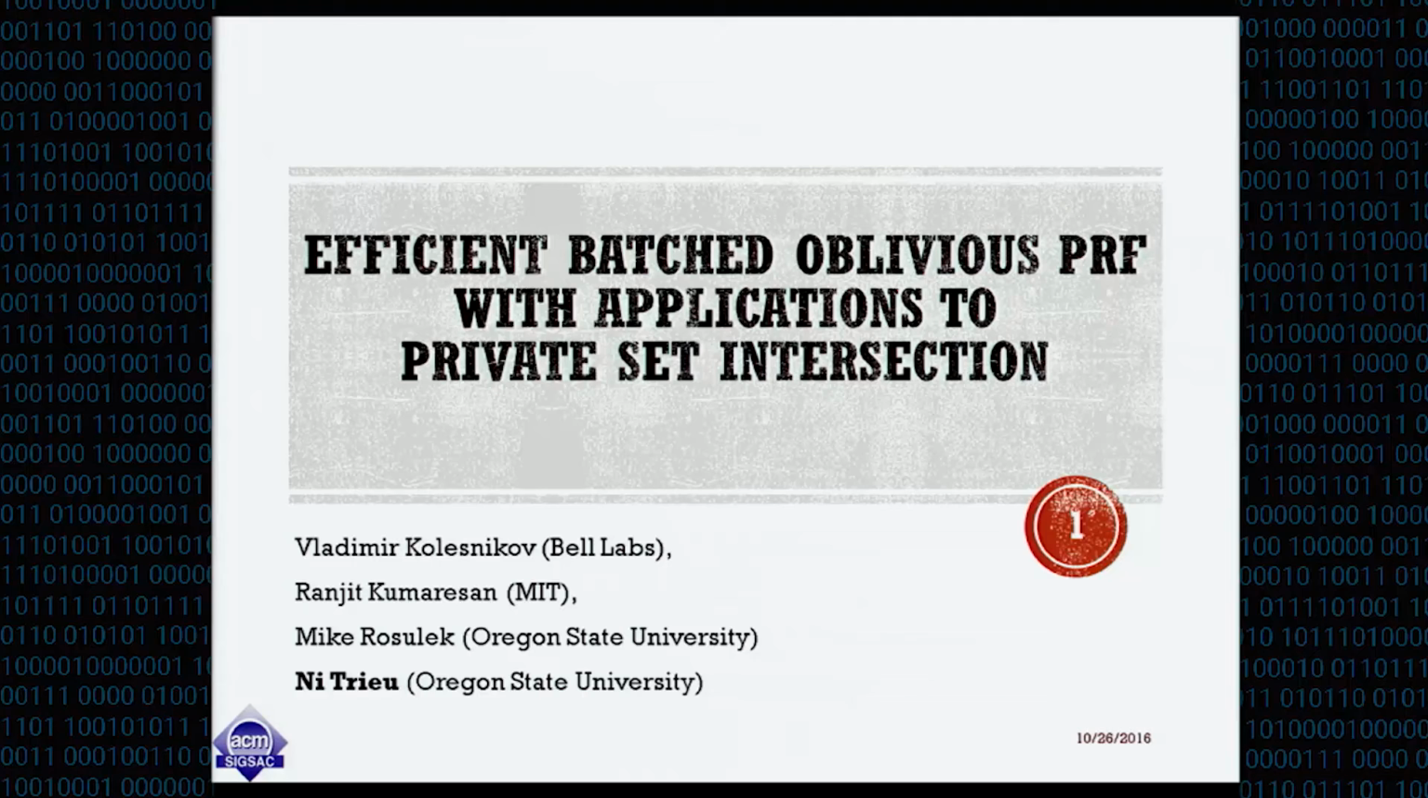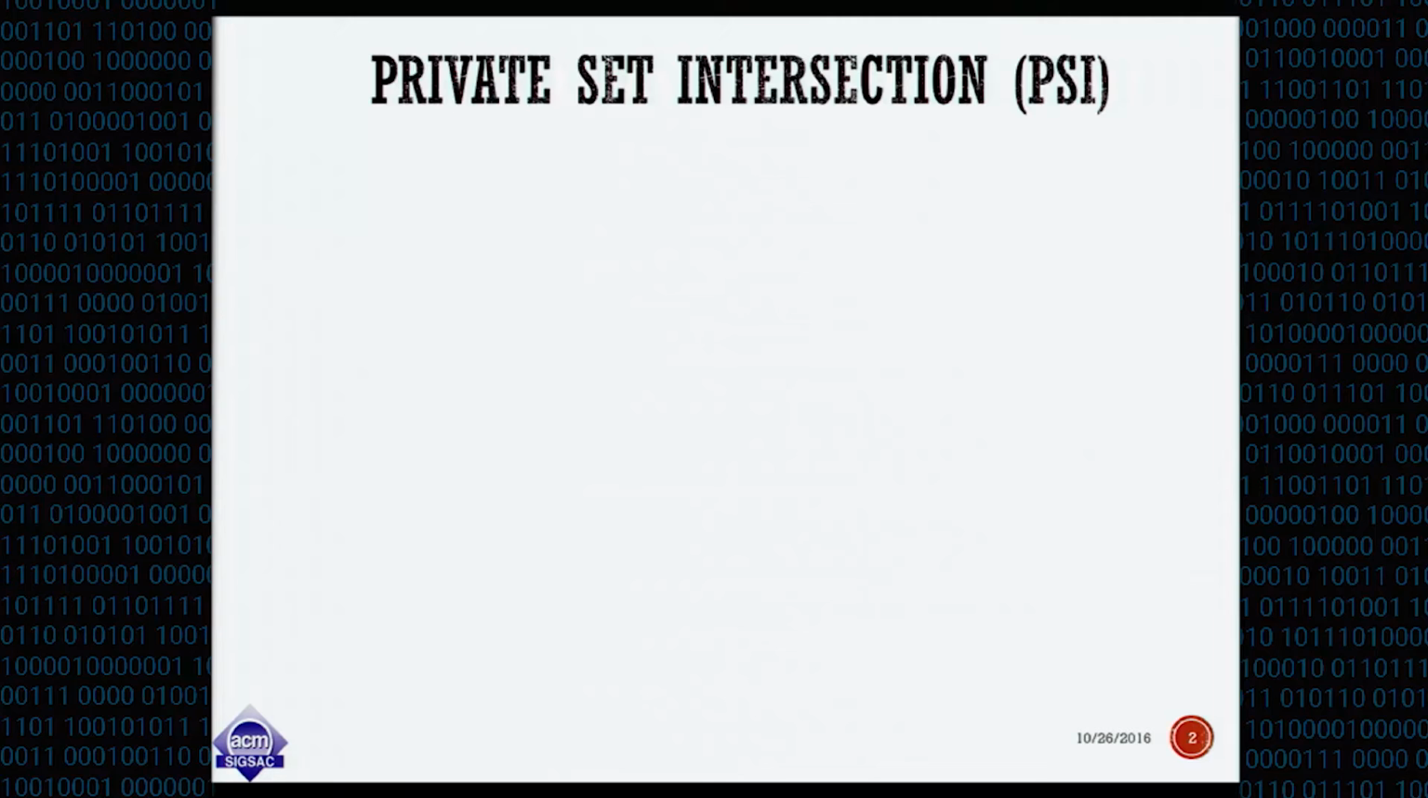This is Efficient Batch Oblivious Pseudo-Random Functions with Applications to Private Set Intersection. This is joint work with Kolesnikov, Kumaresan, and Rosulek. In this work, we propose an efficient protocol for private set intersection, which is an interesting problem in crypto.